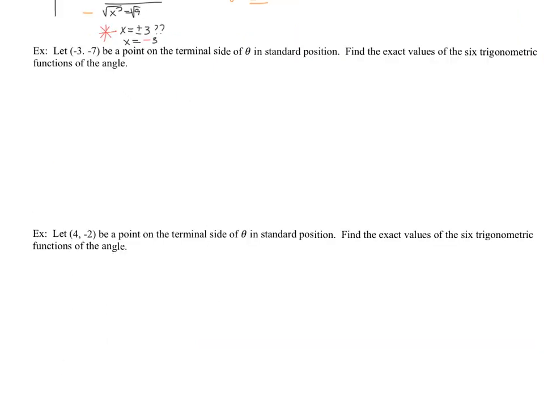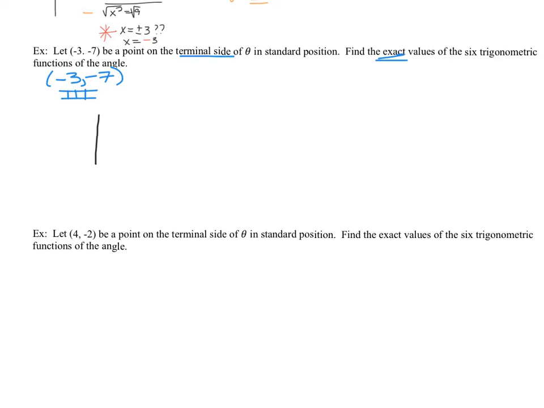Here's another way to interpret those definitions. Let (-3, -7) be a point on the terminal side of theta in standard position. Find the exact values of the 6 trigonometric functions of the angle. If our ordered pair is (-3, -7), both x and y are negative. Can you determine what quadrant that should be located in? It should be quadrant 3. Just like our example up above, you're going to want to show that in a coordinate system.